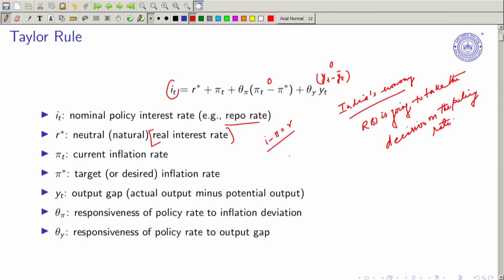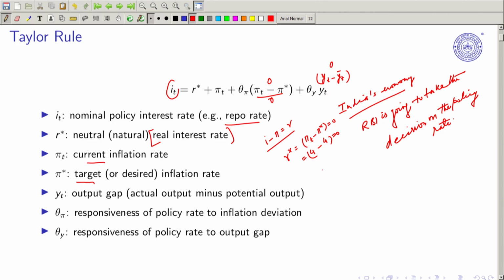So which means that at this r star that we are going to have, we are having pi t minus pi star, which is 0. If pi star is equal to pi t, it means that we are meeting the target rate, right? Pi star is the target rate. If it is equivalent to the current interest rate, for example, if the target rate is 4% and the current interest rate is also 4%, this becomes 0. So the overall expression becomes 0.